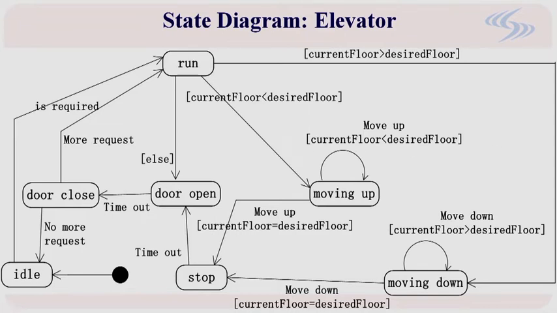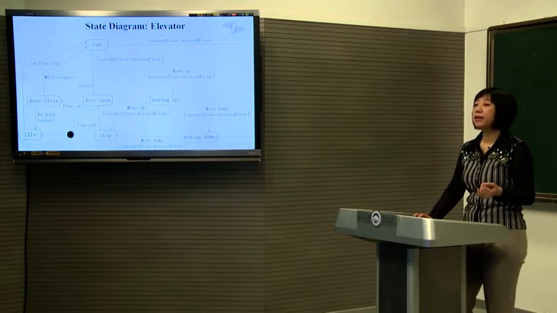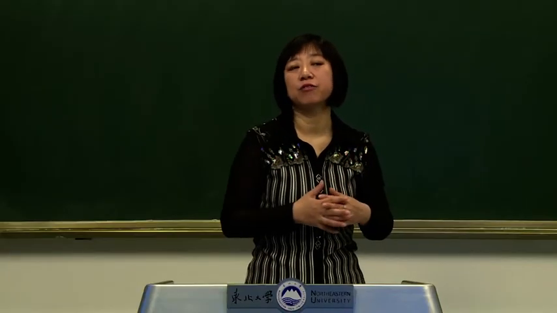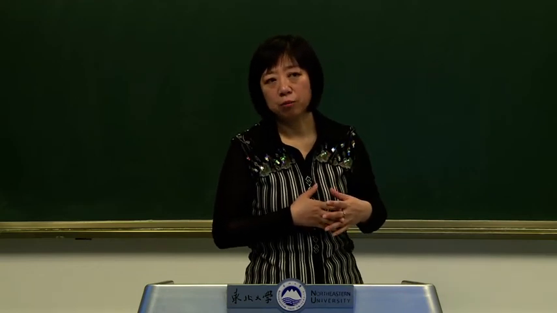So let's read this state diagram for the elevator together. It starts from idle. Now let's suppose the elevator is idle. Now the elevator is requested, and then its state changes to run. Now the system will check the current floor of the elevator and the desired floor. Desired floor means where the request comes from.